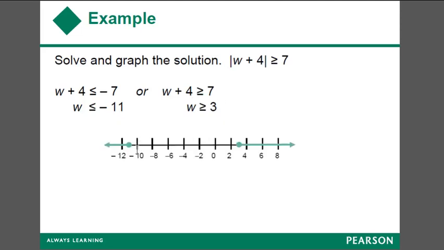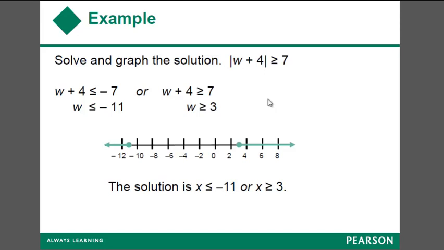And I can draw this on my number line. Notice they're closed circles because it had the equal to part. So the solution is w is less than or equal to negative 11 or w is greater than or equal to 3.